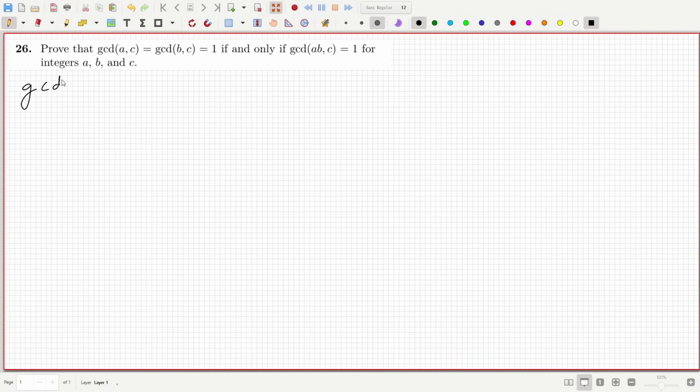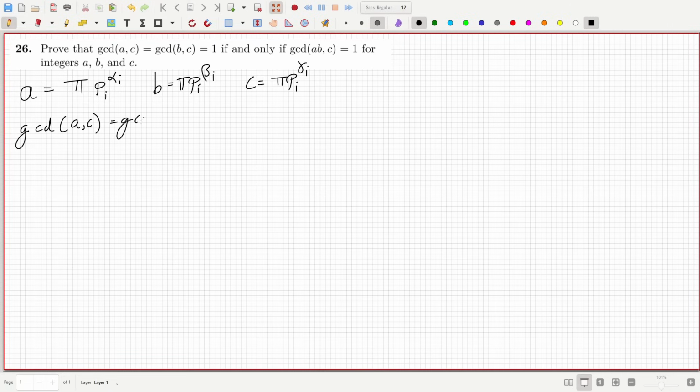Well, we'll do the usual trick that seems to be working quite well. Say A is a product of primes p_i^alpha_i, B is a product of primes p_i^beta_i, and C is a product of primes p_i^gamma_i. So GCD(A, C) = GCD(B, C) = 1.